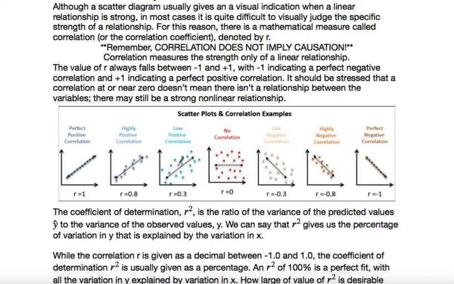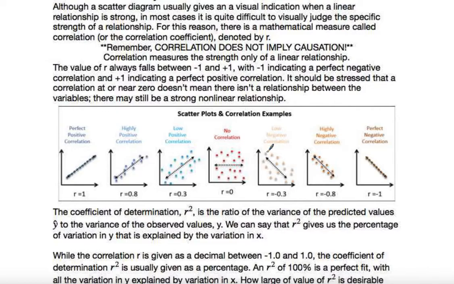And then in the third example, we see that our dots are still going in the positive direction. However, they're much more spread out. So we can expect to have a number that's still a positive number, but definitely much lower than 1. The fourth is just a no correlation, or an R that's equal to 0. So we can tell that there's no linear relationship as far as being positive or negative. They're just kind of randomly scattered.